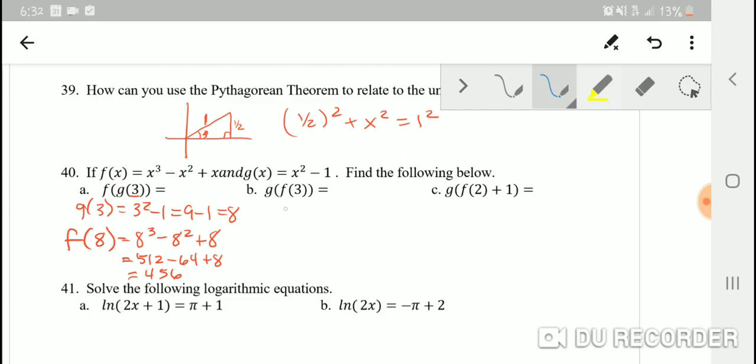This time we're going to plug 3 into f first, and then plug our answer into g. Again, you can plug all of these in at one time. You don't have to plug them in individually. But there's not a ton of room on this problem, so I'm just going to do it this way. So that would be 27 minus 9 plus 3. It's 27 minus 6 is 21. And then plug that answer into g.